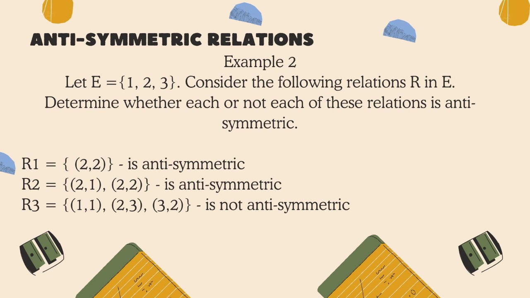R2 is equal to {(1,2), (2,1), (2,2)}. It is also antisymmetric. R3 is equal to {(1,1), (2,3), (3,2)}. This example is not antisymmetric because of the pairs (2,3) and (3,2).